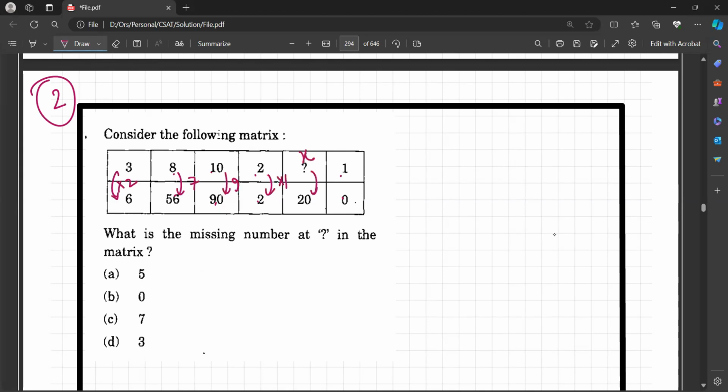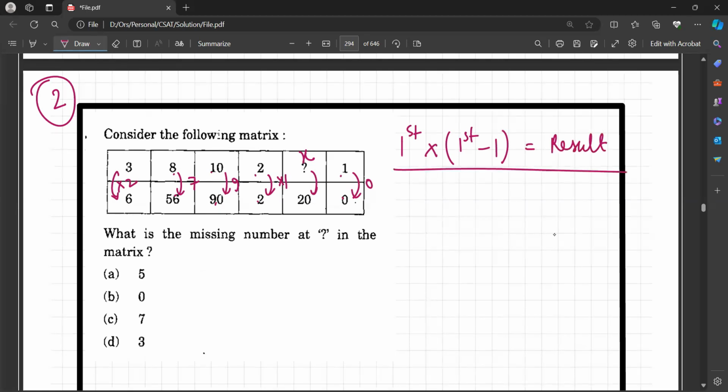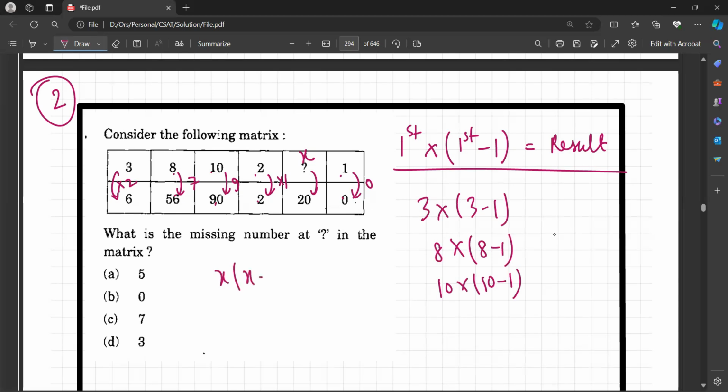I don't know. It will be some x. This is 1 into 0. 3 into 2 is 6. This is first number into first number minus 1. That is the result, the second number. Clear? That means for 3 it is 3 into 3 minus 1, 8 into 8 minus 1. Clear? 8, 7, 56. 10 into 10 minus 1. Got it? Similarly, here it will be x into x minus 1.